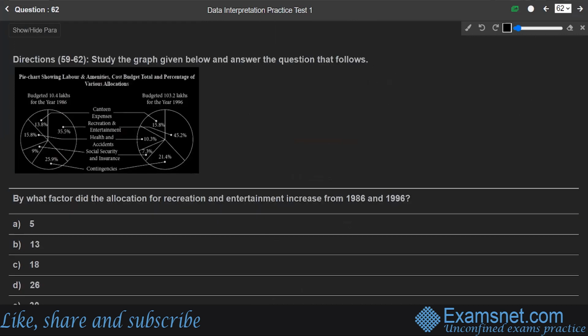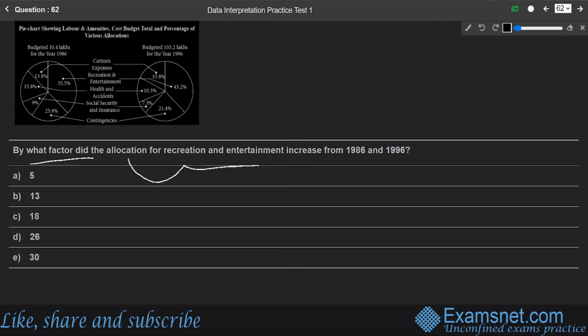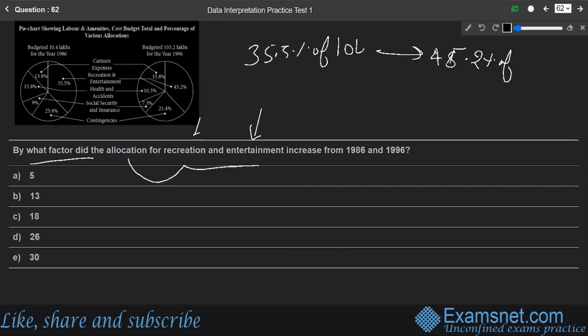Now, for the same pie chart, we have to answer a different question. By what factor did the allocation for recreation and entertainment increase from 1986 to 1996? By what factor it increased? Okay, so clearly, we have to see the category of entertainment and recreation. The 1986 value for recreation and entertainment can be seen as 35.5%. So 35.5% of 10 lakh approximately, and it has risen to 45.2% of 103.2 lakh, which can be taken approximately as 100 lakh.